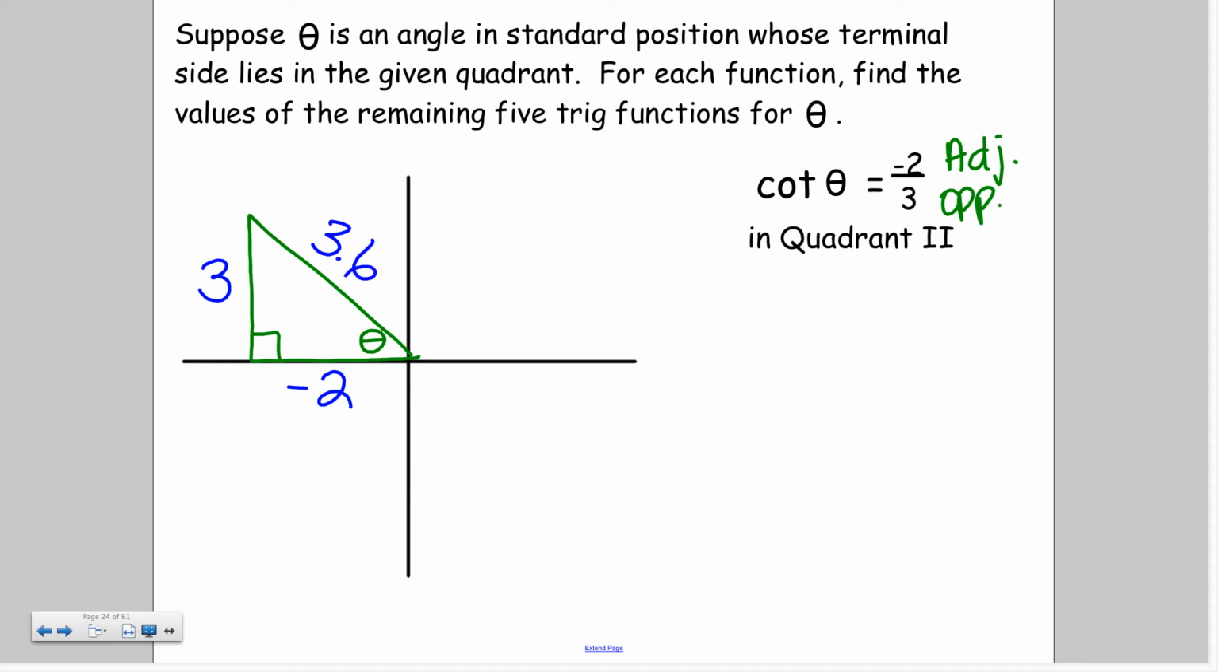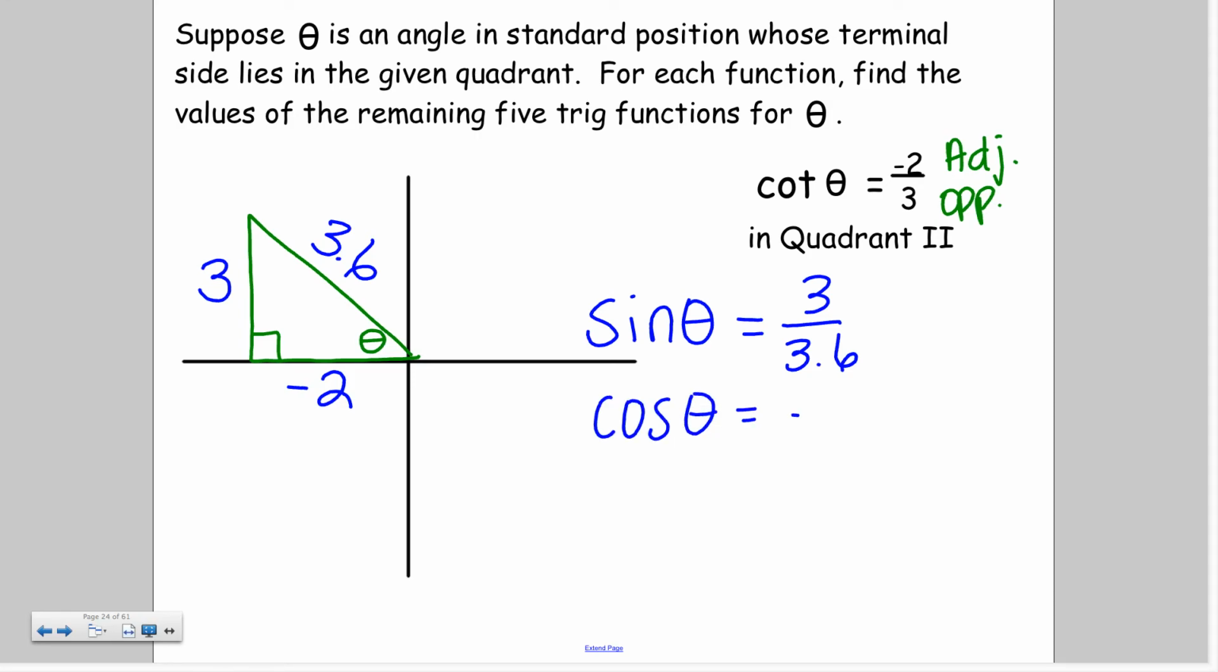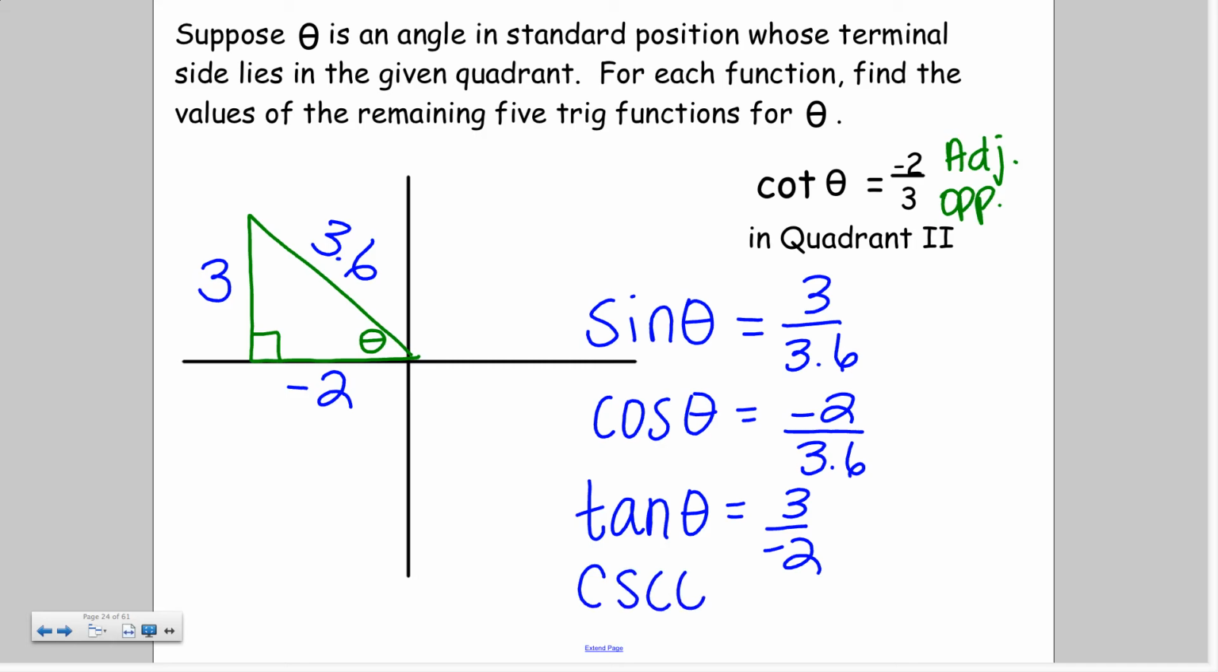So now we're going to find sine, which is opposite over hypotenuse, cosine, which is adjacent over the hypotenuse, and tangent, which we can just flip over cotangent. Now we can flip them over: cosecant and secant.